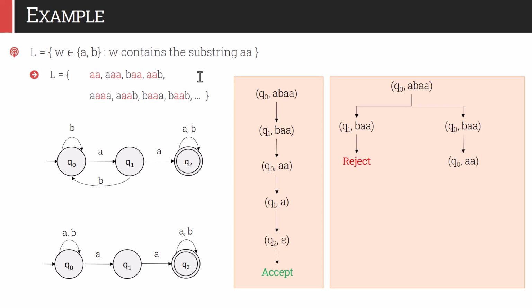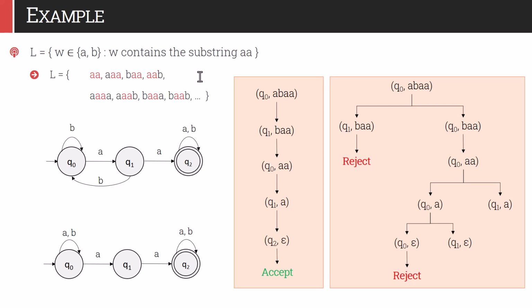From Q0, if we read B, then we will remain in Q0 itself, and we have 2A remaining in the string. Next, from Q0, if we read A, there are two possibilities: either we remain in Q0 or we move to the Q1 state. From Q0, if we read A again, there are two possibilities: we remain in the same state or we move to Q1. And in both cases, the entire string is consumed. But Q0 is not a final state after scanning the entire string, so that will be rejected.